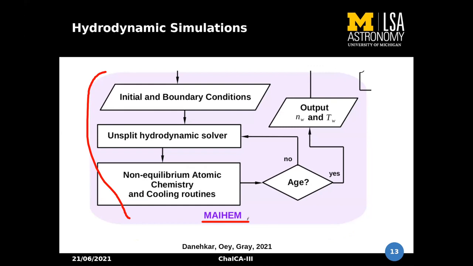We set the initial and boundary conditions based on the Chevalier and Clegg model, and we solved the hydrodynamic equations using unsplit hydrodynamic solvers. And this part is also done by Gray. He included the non-equilibrium cooling and also non-equilibrium ionization. And we use these density and temperature models to run photoionization modeling using Cloudy.